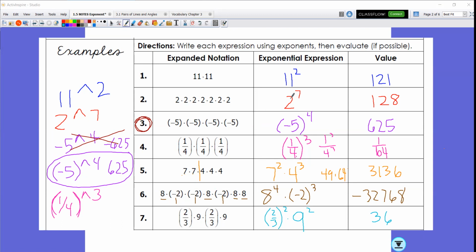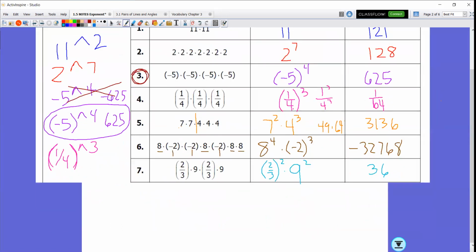Be really careful because this isn't 9 times 2. It's 9 to the second power, which is 81. I just want to make sure that we understand this is 81 here. And then my fraction, I have 2 to the second power is 4, 3 to the second power is 9. So now I have 4 divided by 9 times 81.